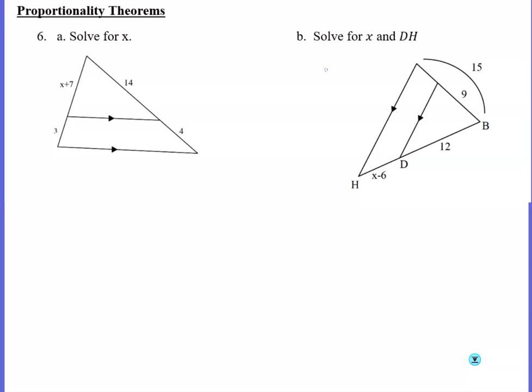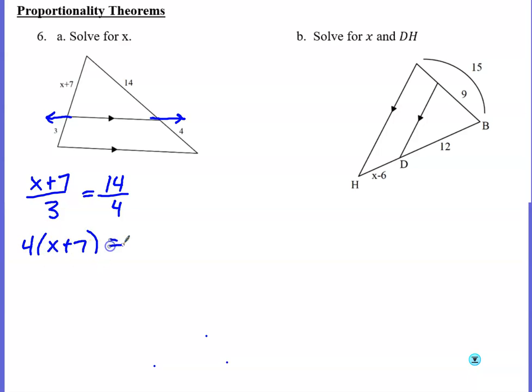Okay, then we moved on to proportionality theorems. We did this towards the end of class. So the first one was, once again, if you have two parallel lines, then the parallel line in the middle cuts this proportion, x plus 7 over 3, into the same ratio as the other side. So you can basically set up a fraction over that parallel line. So this over this equals that over that. And so then I can cross multiply.